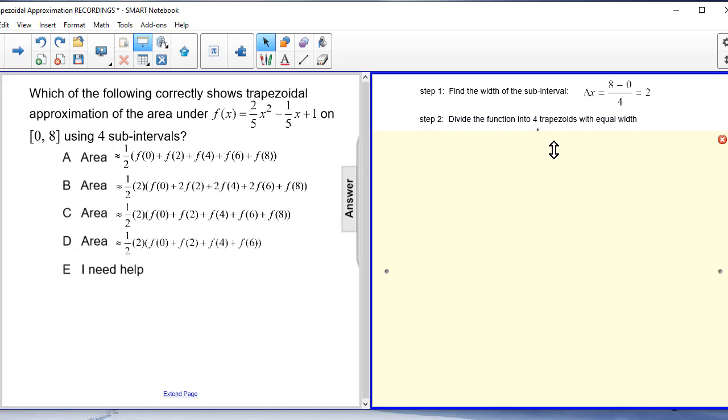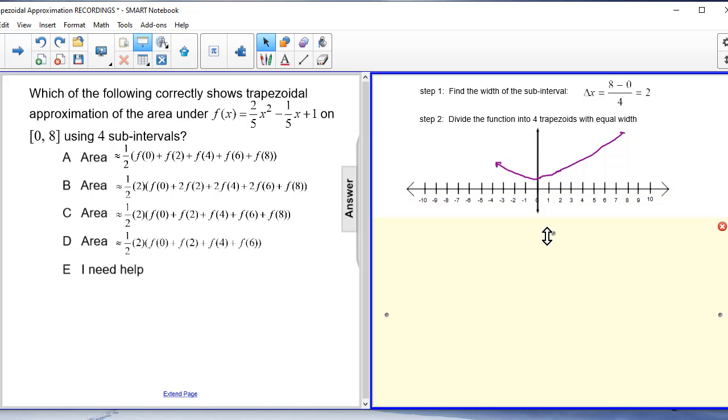Step number 2, we divide the function into 4 trapezoids, each with equal width. So this purple line crudely represents the curve f(x). The first trapezoid will cover the interval 0 to 2, because the interval width is 2.